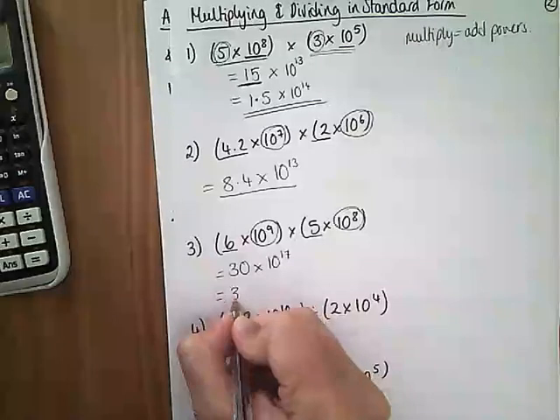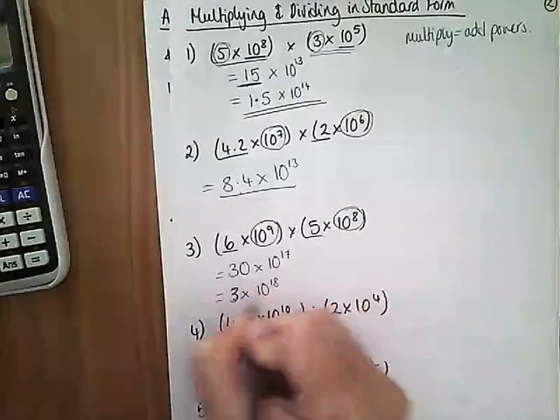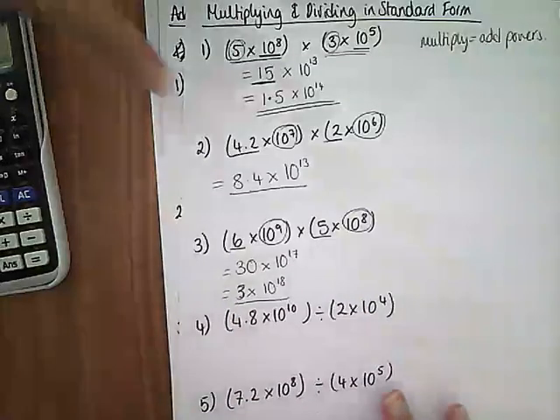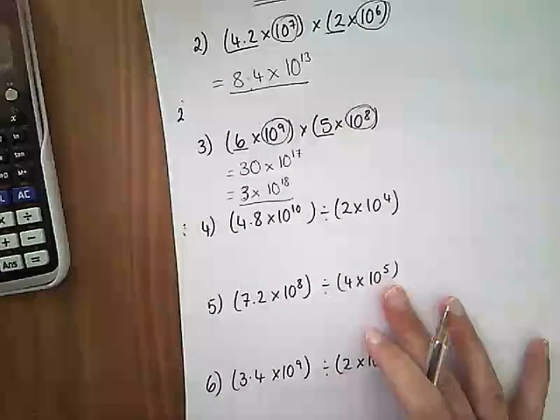Obviously, we wouldn't write 3.0, so it's just going to be 3 times 10 to the 18. I need to add 1 extra 0. One more hop.